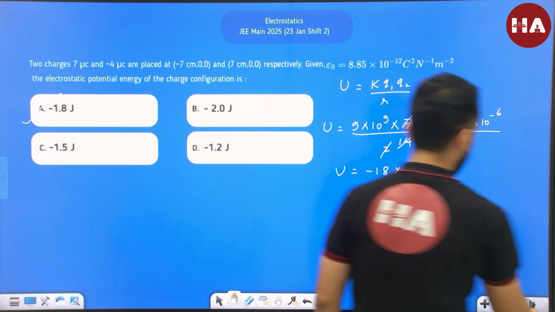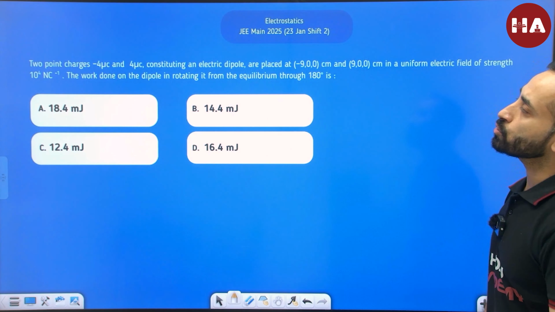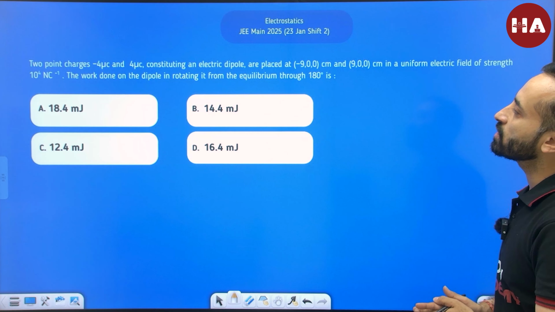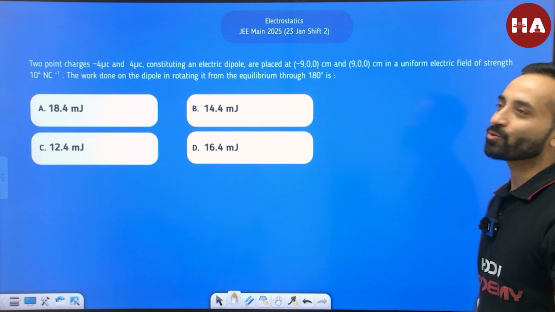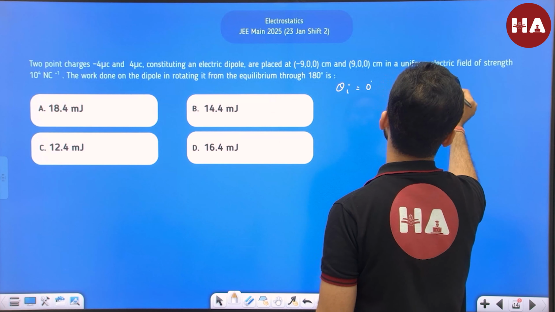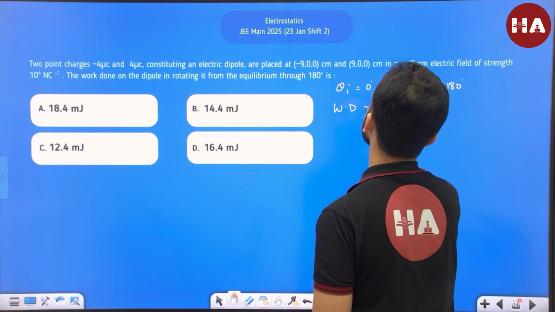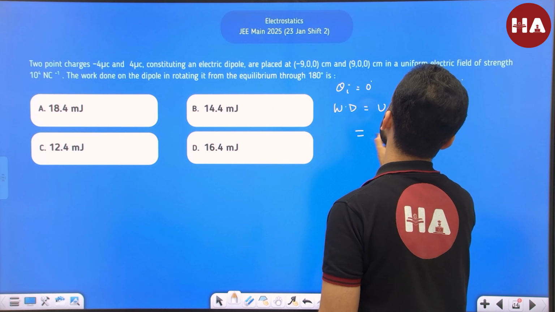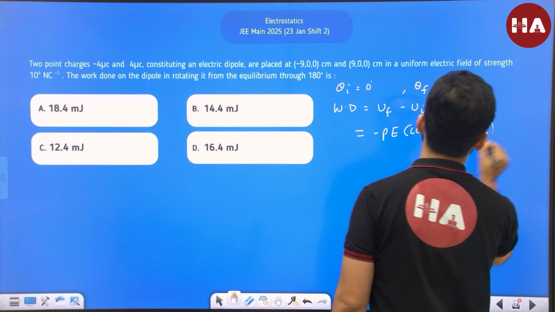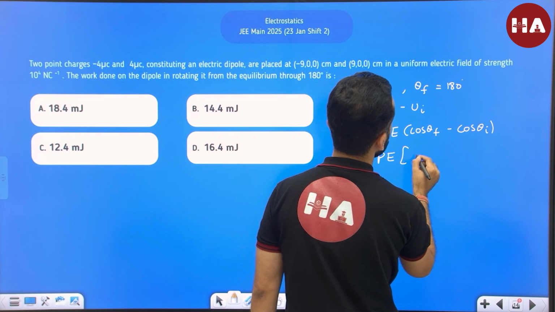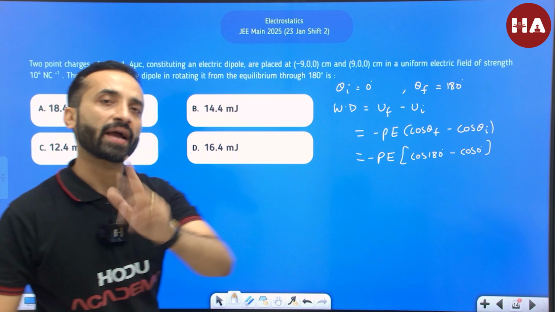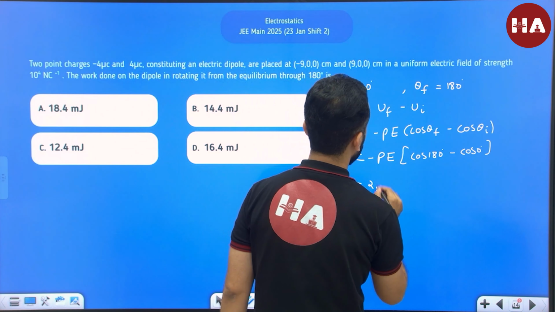Right, so the next question. Next question is 23rd January shift 2, 2-point charges constituting an electric dipole 9 and minus 9 in a uniform electric field. The work done in rotating it from the equilibrium through 180. Again, a very similar kind of question. Theta initial is like 0, theta final is like 180. So work done is going to be U final minus U initial. So it's going to be minus PE cos theta final minus cos theta initial. Alright students, very easy. So cos 180 minus cos 0. So cos 180 is going to be minus 1, minus 1, minus 2, minus minus will become plus. So it's going to be 2PE.